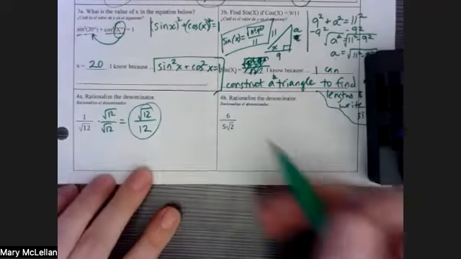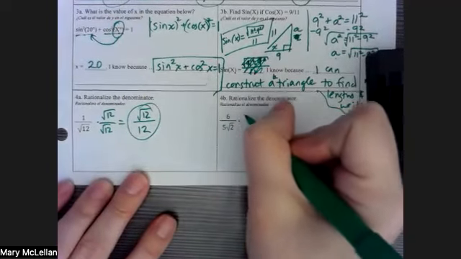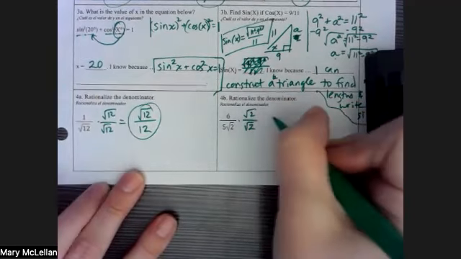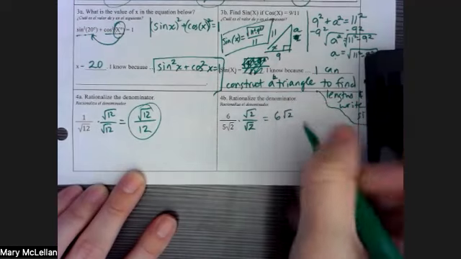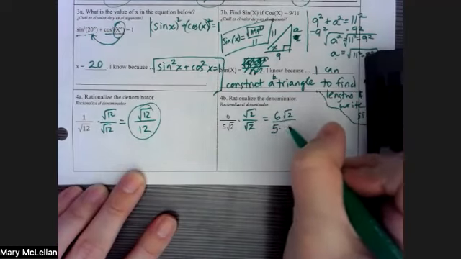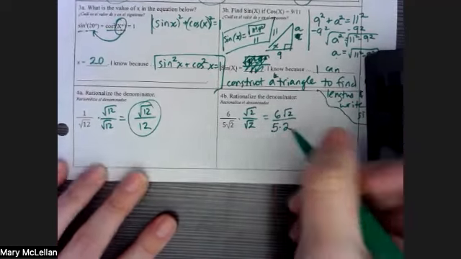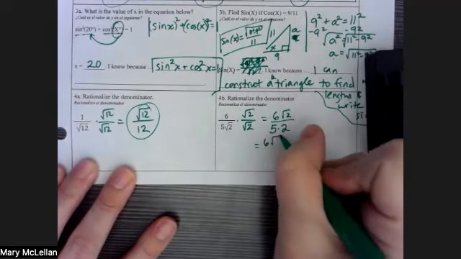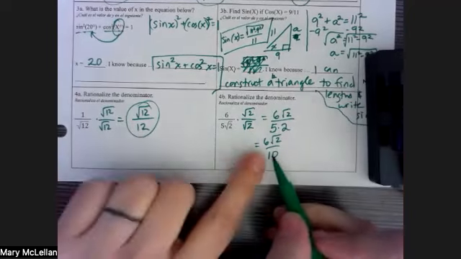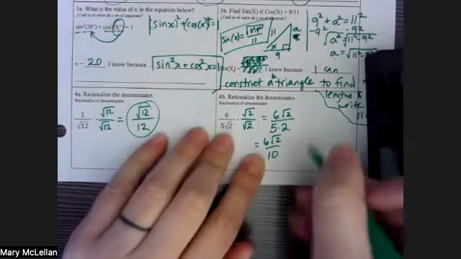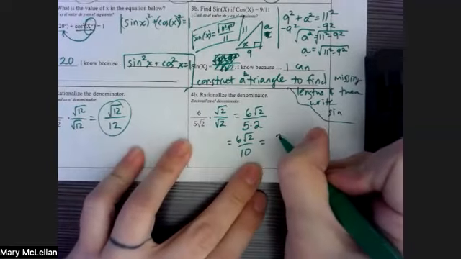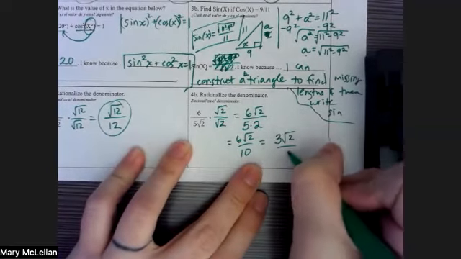Okay, this one, rationalize the denominator. I multiply top and bottom by that radical root 2. And I get 6 root 2 over 5 times 2, which is 6 root 2 over 10. And if you leave it like this, you'll still get full credit, but I'm going to take it a step further and simplify my fraction. This is equal to 3 root 2 over 5.